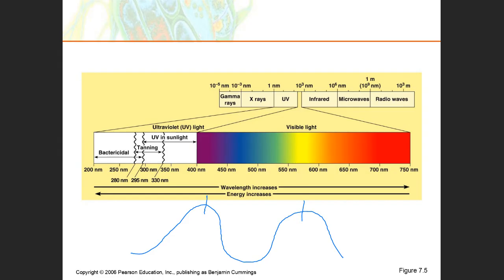So radio waves, very long waves, low energy. Then we have microwaves, infrared, and then the visible spectrum, right? So what we can see. And do we all remember how to remember the colors? How did you learn to remember the colors? How do you remember the colors? Roy G. Biv, right? Red, orange, yellow, green, blue, indigo, violet.